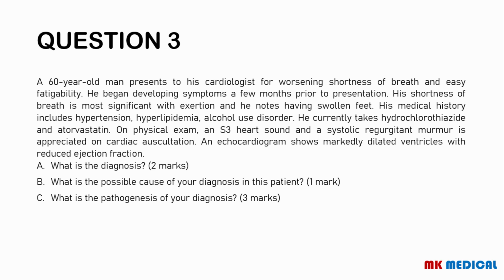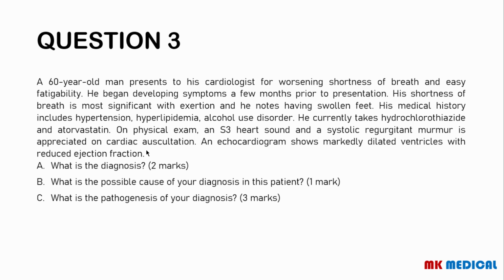And they talk about easy fatigability, which may also fall within either system. Then they talk about it being more significant with exertion. That means we should now lean more towards it being a cardiovascular problem than a respiratory problem. And it's also played into with the swollen feet, the S3 heart sound and the regurgitant murmur. So there could be something that's wrong with the heart. And they have already told you that on echo, there are markedly dilated ventricles with reduced ejection fraction. So obviously, this is pointing you towards this person's heart failing.